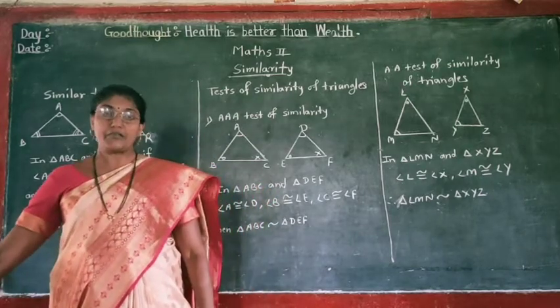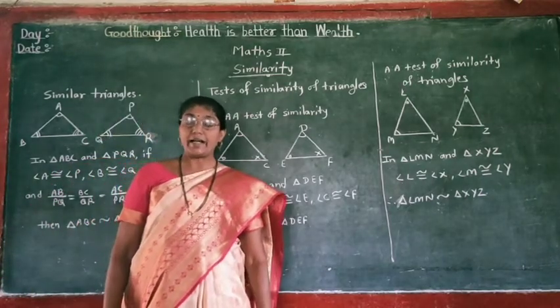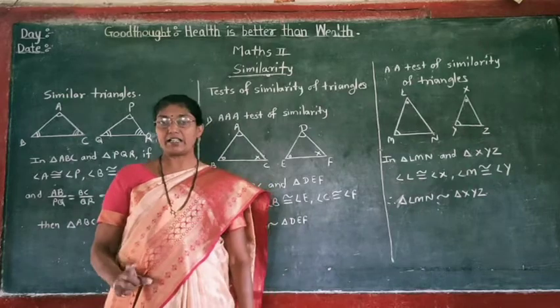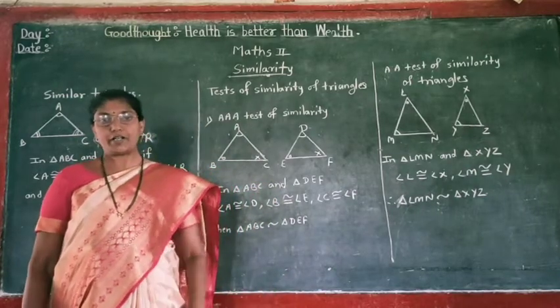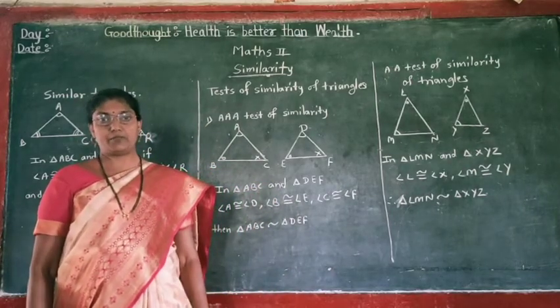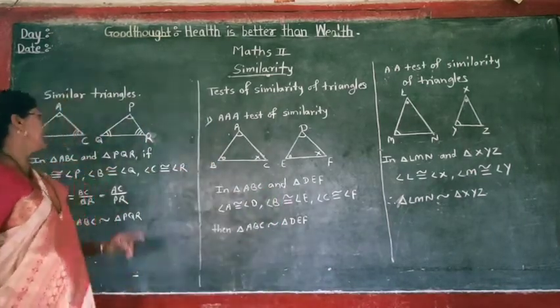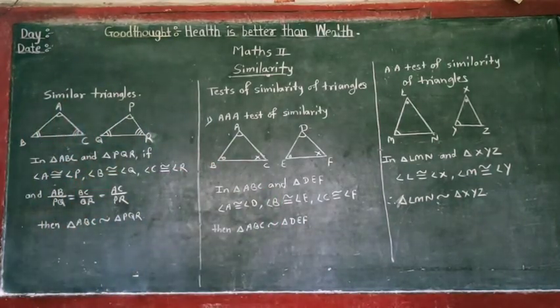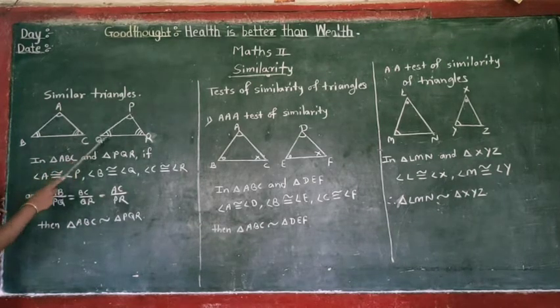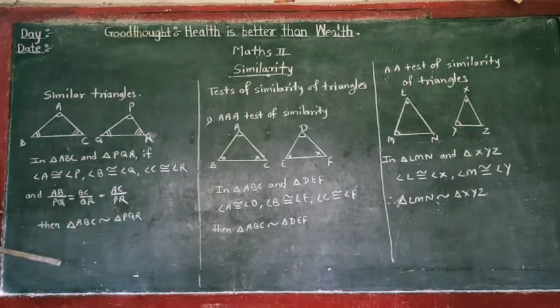When two triangles are given, and in those triangles the corresponding angles are congruent and the corresponding sides are in the same proportion, then those triangles are said to be similar triangles. See, in this figure, triangle ABC and triangle PQR are given.